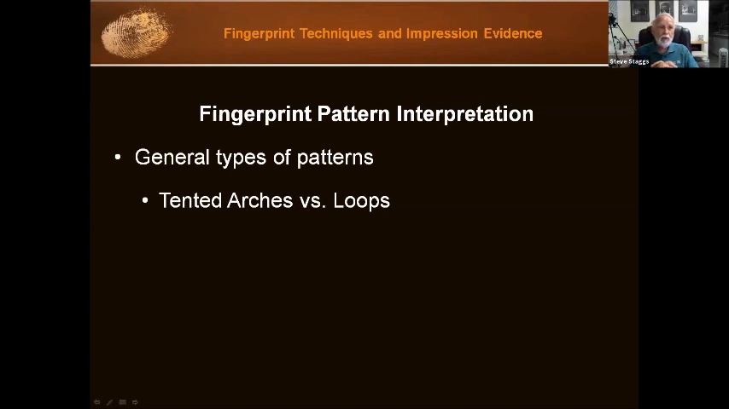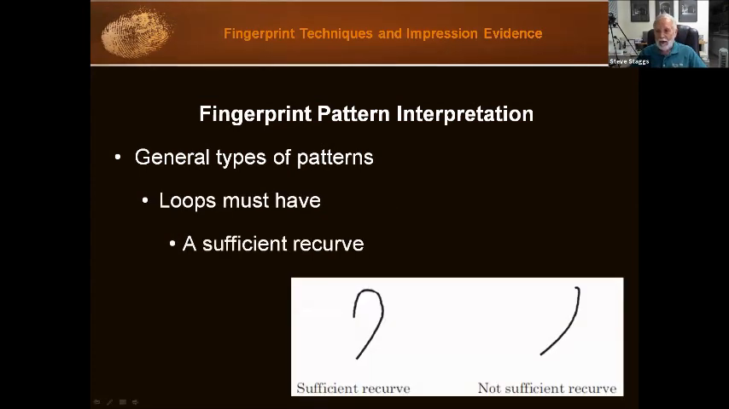But how do we know the difference between a tinted arch and a low count loop, that could be a loop? Well, you have to have three things for a loop. So I'm kind of going back to loops again. One thing you have to have is a sufficient recurve. In other words, there has to be at least one ridge that comes back on itself like this. If it only comes up and stops like that, that's not a sufficient recurve. And a tinted arch often will have something like that.